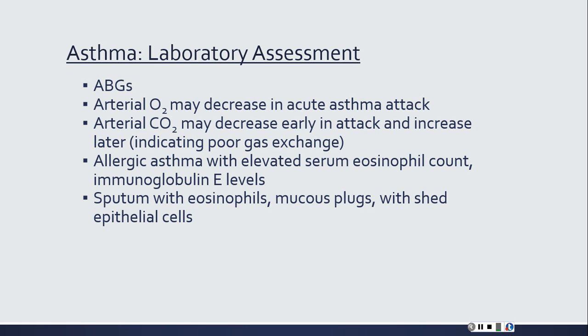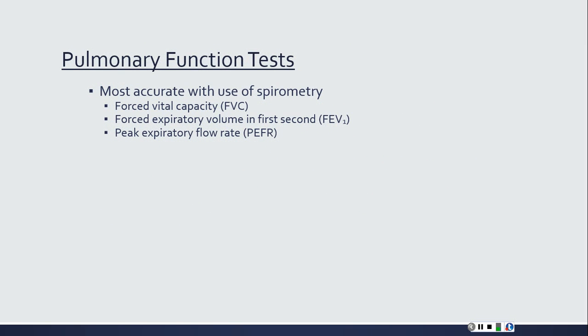Okay. Pulmonary function test. These patients are going to get real good at pulmonary function tests. Most accurately, these are going to be used with spirometry. We're going to look at the forced vital capacity, the forced expiratory volume in the first second, and the peak expiratory flow rate. Okay. And what are these signs of? What are we measuring here? Yeah. How much volume of air are the lungs bringing in? Okay. And how well are they able to exhale that air? Okay. These are volumes that we really, really look at.